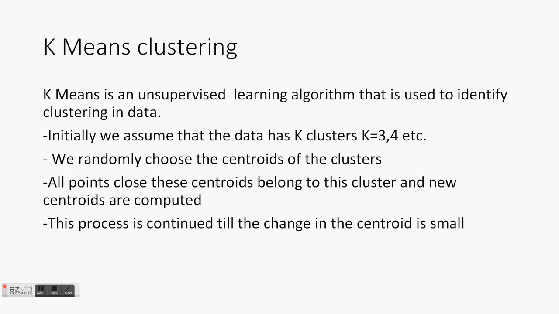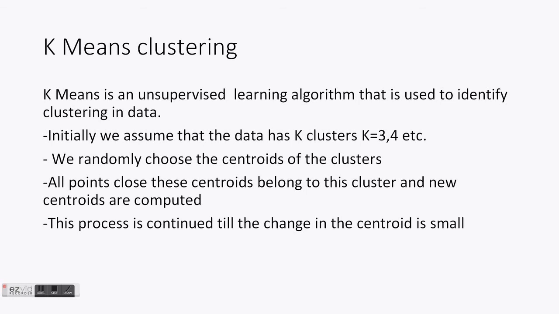The approach is, we initially assume that the data has k clusters. K can be 3 or 4 or 5. You can choose any number of clusters. And then we initially randomly choose the center of these clusters. When I say center or centroid, it means the same thing. Then the algorithm will first find all the points that are close to these centroids, and then compute a new centroid which is the mean of these three selected points, and then it will keep iterating through this process.